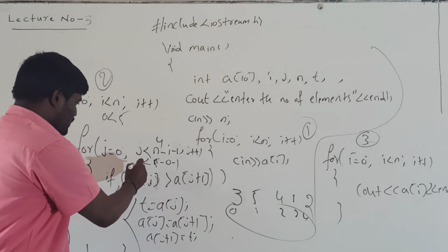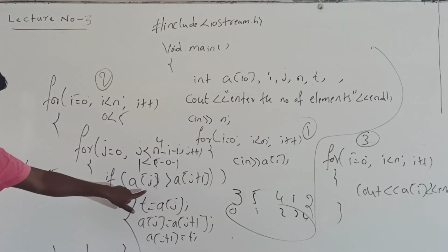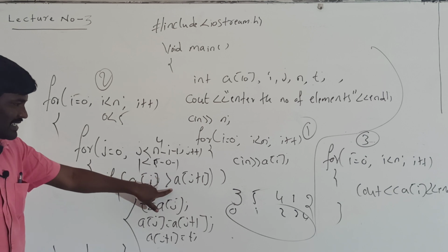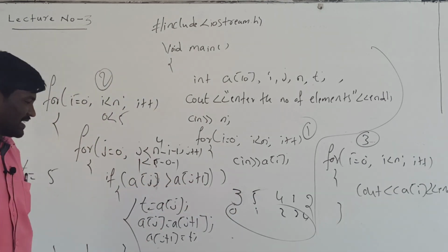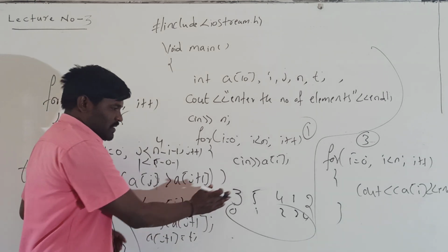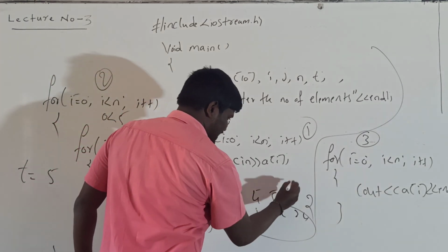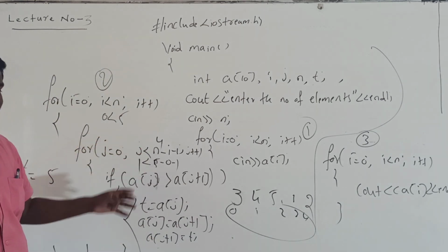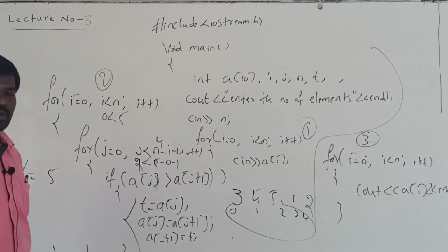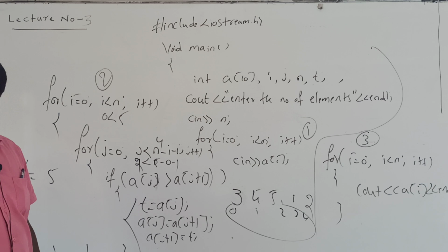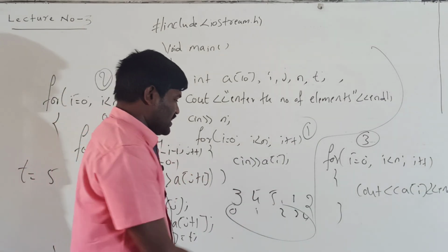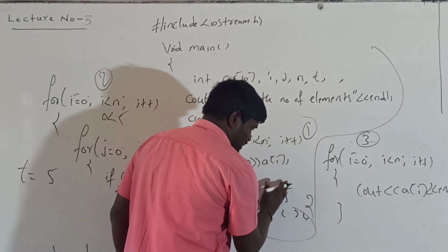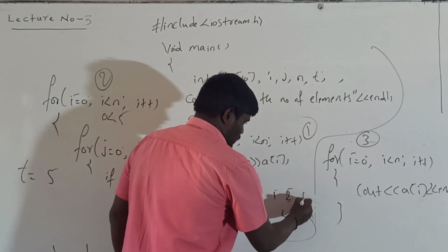1 is less than 4, condition is true. A of 1 is greater than a of 1 plus 1, a of 2? 5 is greater than 4, again the condition is true. So these three statements mean 5 and 4 are interchanged. Next, the loop will continue. j becomes 2, 2 is less than 4, again condition is true. A of 2 is 5, 5 is greater than 1, again true, 1, 5. Finally 5 and 2, 5.